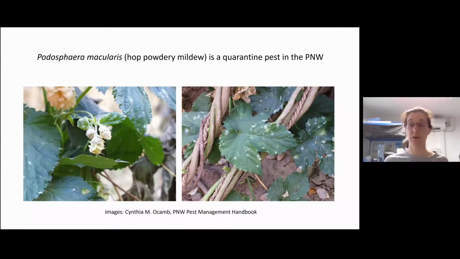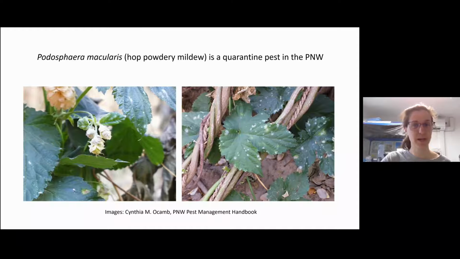So the question is, if we have the hop powdery mildew showing up on a whole new host, it's not just hops anymore. What does this mean for quarantine policies here in the Pacific Northwest? Is this a threat to both industries? We needed to have a better understanding than just looking once and finding powdery mildew on, just an off chance sighting of this particular pathogen.